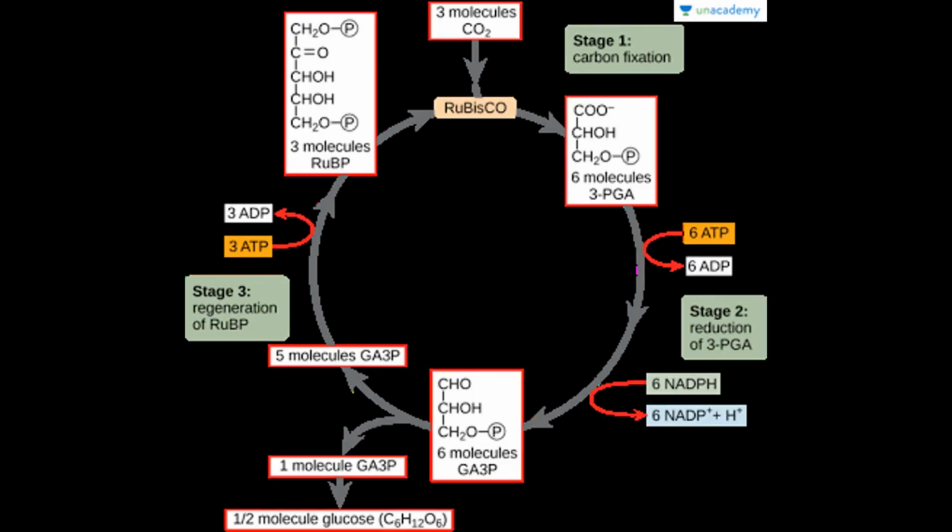Now starting with the C3 cycle. The C3 cycle is also known as the Calvin cycle or biosynthetic pathway. It was discovered by the scientist Melvin Calvin, and because he discovered this cycle, it was known as the Calvin cycle.